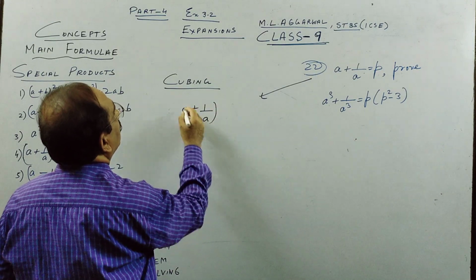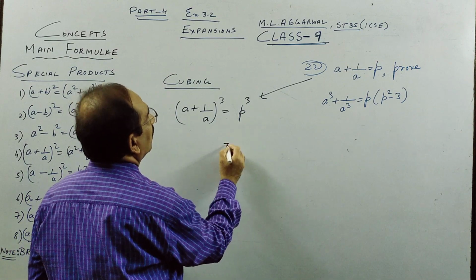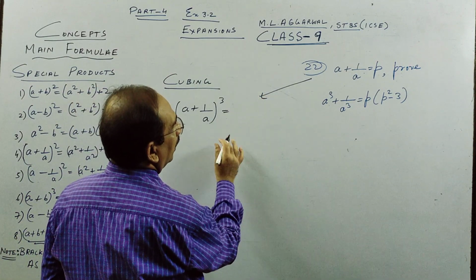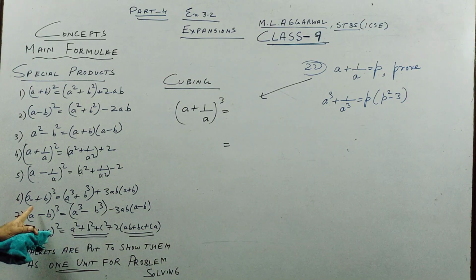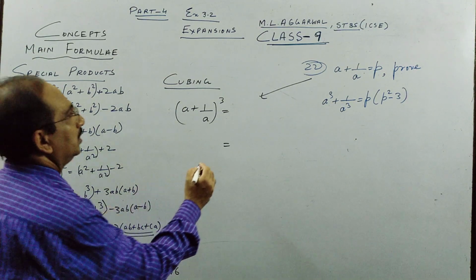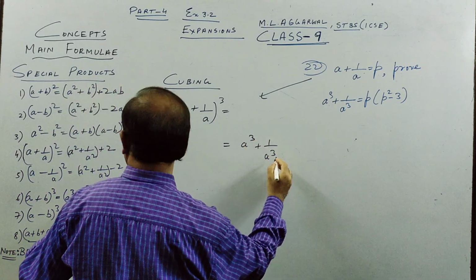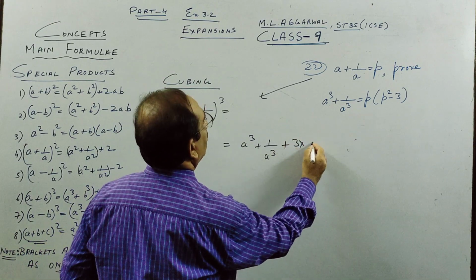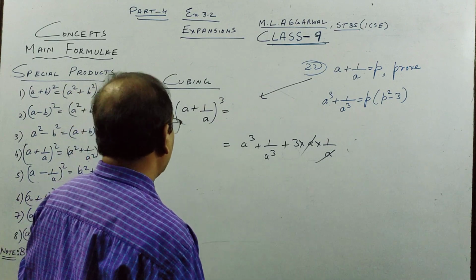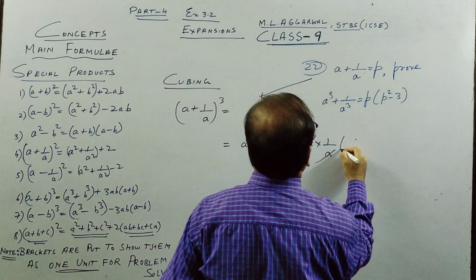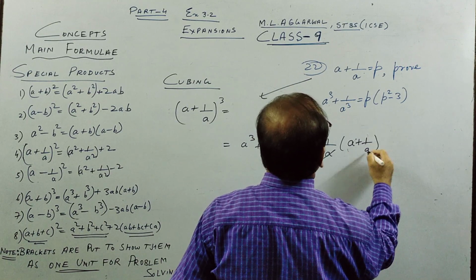So this side cube we do. So this side is this. So here what we do is we use the formula (a + b) whole cube. So this is a cube plus 1 by a cube plus 3ab. This will cancel, children, because they are reciprocal, and since it is plus, a plus b, formula number 6. So b is 1 by a.